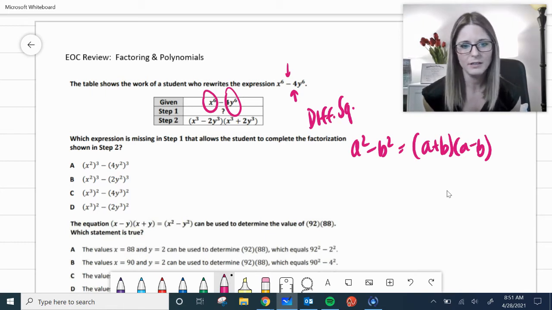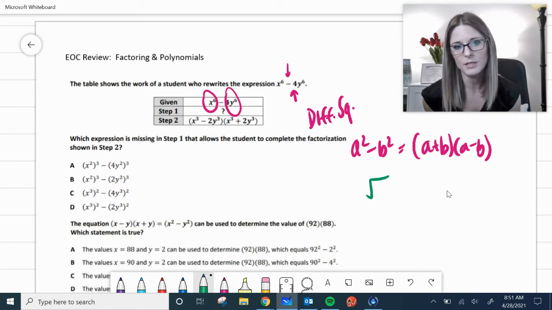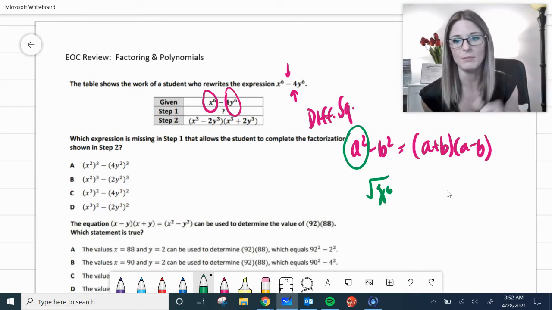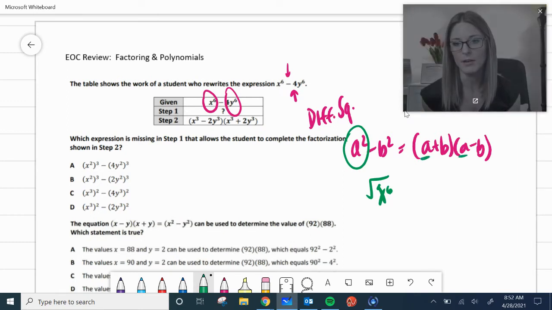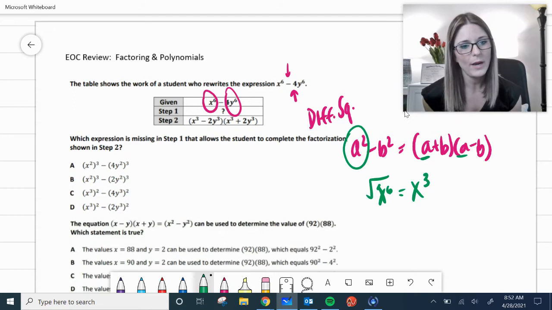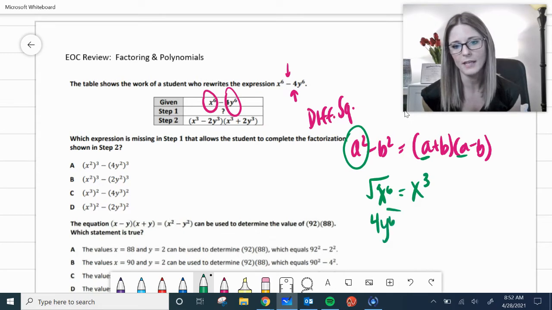So what would be the square root of x to the 6? Because if I want to find what was the a value that was squared and bring it over into my binomials that are multiplying, I need to find what was the square root of x to the 6, and that would be x cubed was being squared. And then my b value, we've got a 4y to the 6. What would be the square root of that? 2y cubed. So those values were being squared.